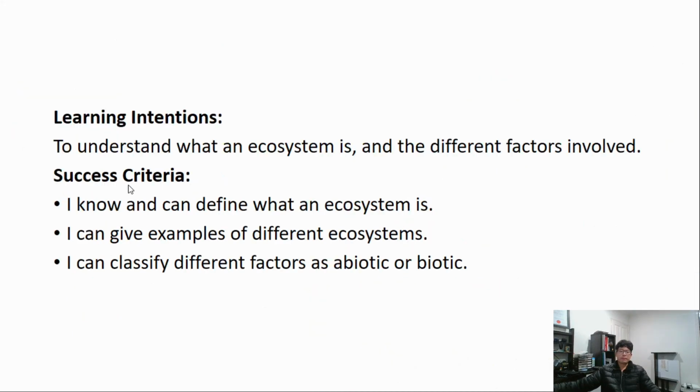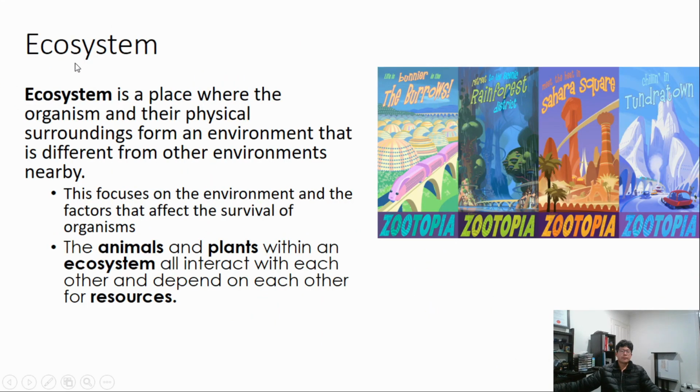Now moving on to our first success criteria, which is to know and define what an ecosystem is. The definition of an ecosystem is a place where the organisms and their physical surroundings form an environment that is different from the other environments nearby. If you have watched Zootopia, it gives you an example of four: the burrows, rainforest, the Sahara or desert, and tundra. This focuses on the environment and the factors that affect the survival of the organisms, and the animals and plants within an ecosystem all interact with each other and depend on each other for resources.